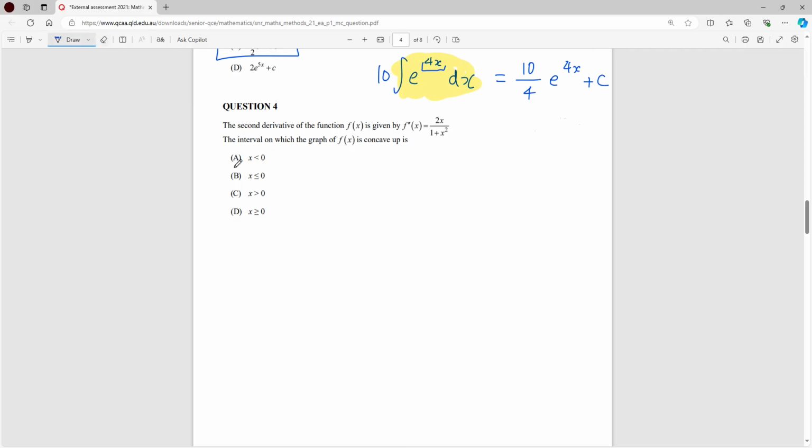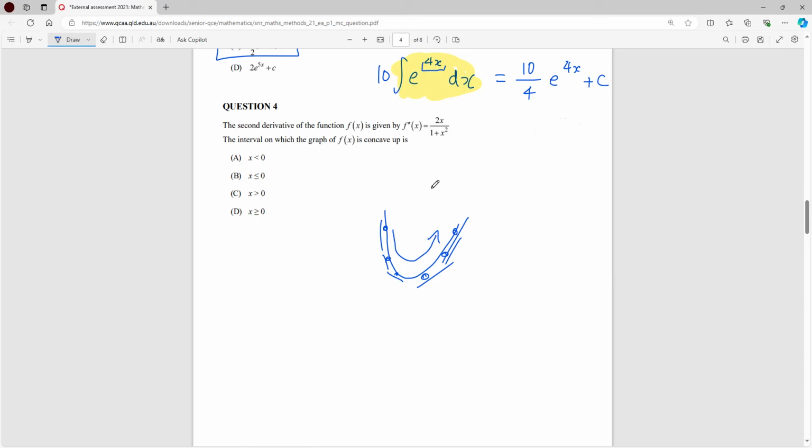Alright, so question 4. The second derivative of a function f of x is given by this, and we're given an equation for the second derivative. Now remember, the second derivative describes the first derivative's rate of change. The interval on which the graph concaves up: a concave up is when you have the curve like this and the gradient is turning around like this, so when it's going from a negative gradient to a positive gradient. So here the rate of change is negative and turns positive.